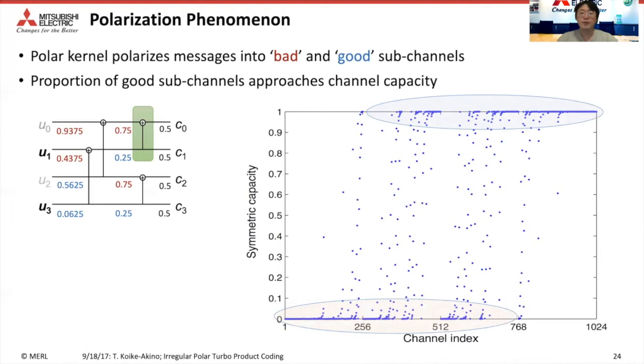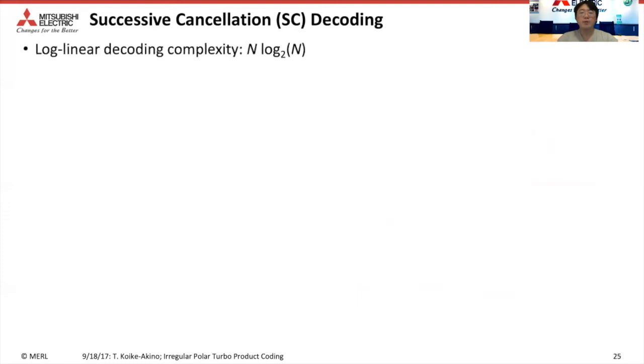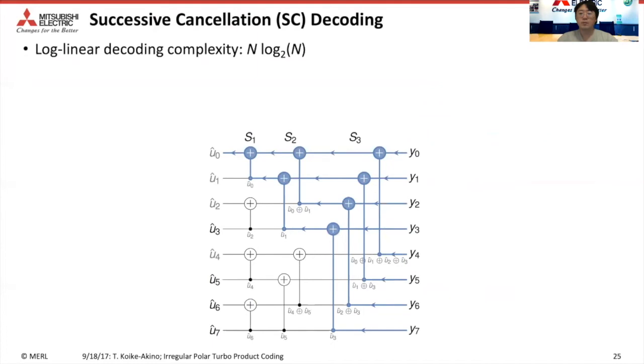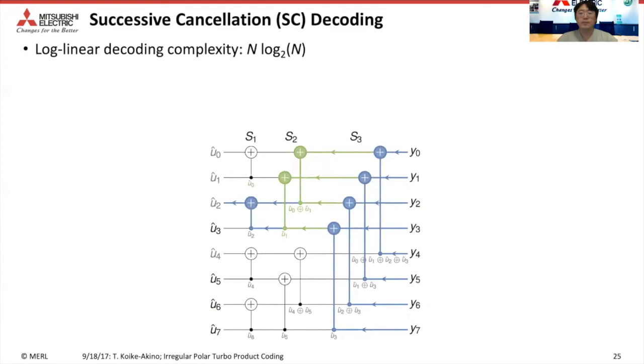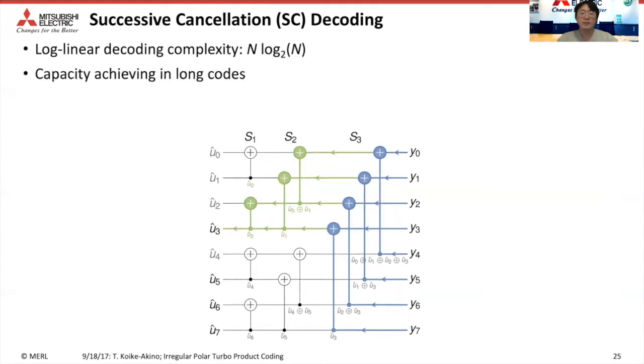And the fraction of the good subchannels can approach the channel capacity. Arikan proposed successive cancellation decoding. First, gathering all the likelihood information to decode U0, then subtract U0 to decode U1. And cancelling subsequently, we can achieve capacity.